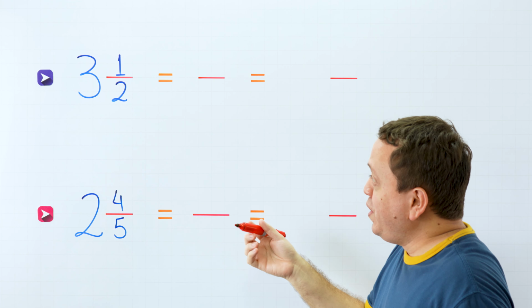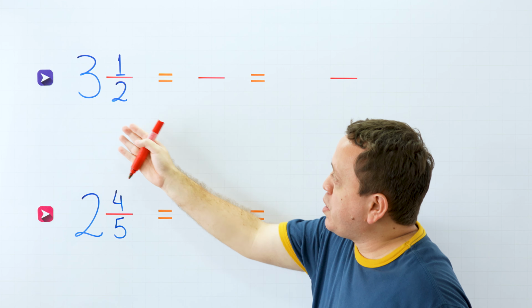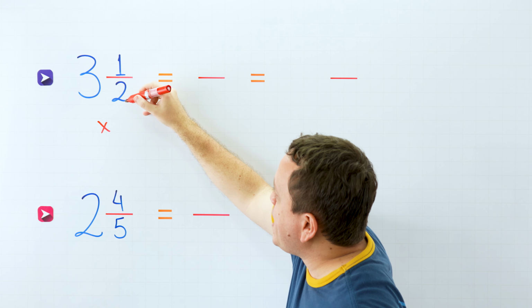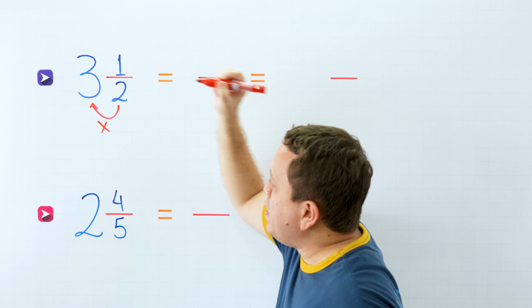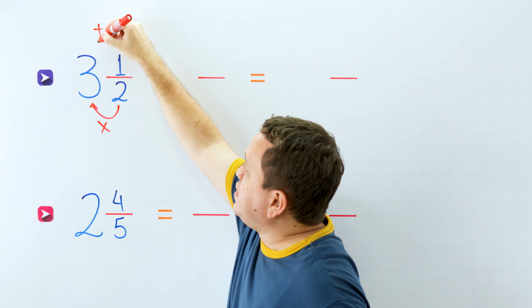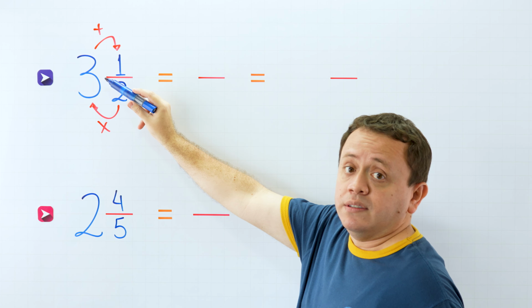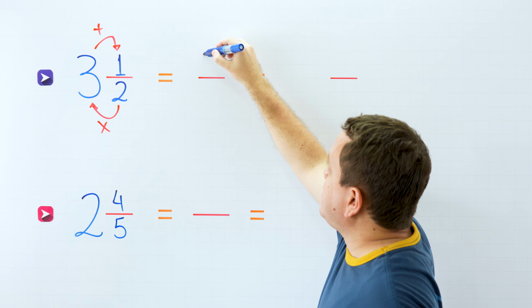In our first example, we're going to convert the mixed number 3 and 1/2 to an improper fraction. So first, we're going to multiply the denominator by the whole number. Then we're going to add this result to the numerator. Ready? 2 times 3 is 6, plus 1 gives us 7.